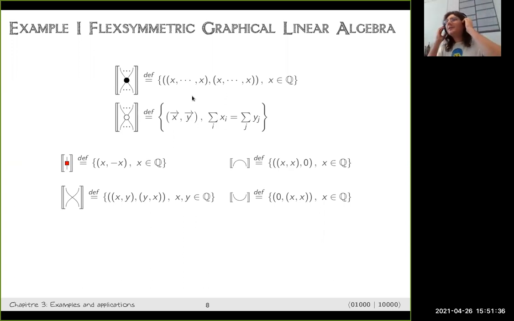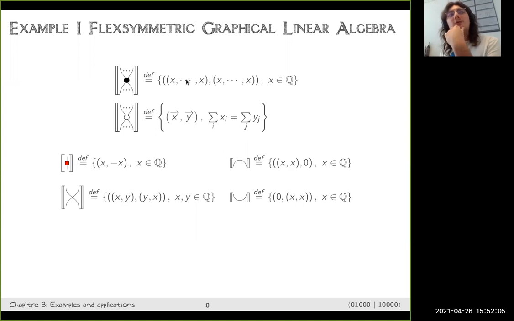linear, in the sense that if two things are related to another, then the sum should also be related, and you can also multiply by a scalar and the relation still holds. Okay, so a very natural linear relation. Let's see, we have two spiders here. We have this black spider. What it does is that you need all the tuples to be the same, always the same x.